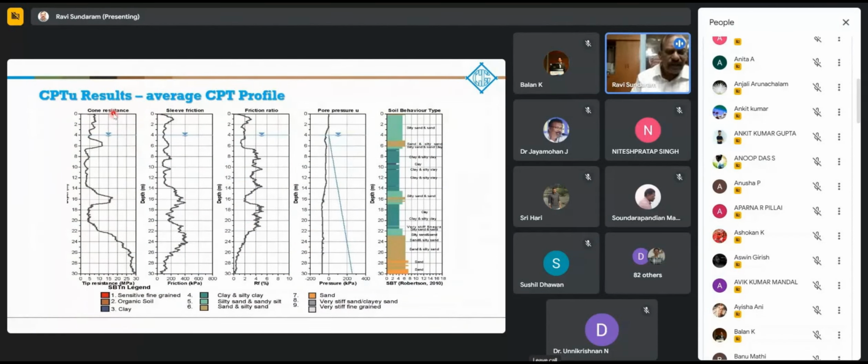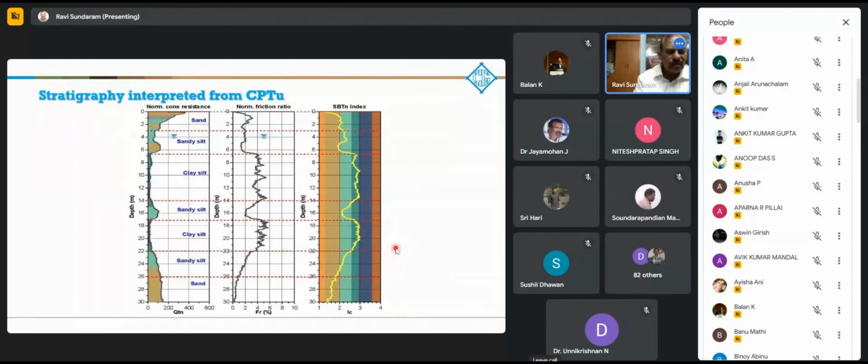So let's look at the results. The cone tip resistance, the sleeve friction, friction ratio and pore water pressure versus depth, and the interpreted soil conditions. Top layer I have sand and silty sand, and then I have this clay layer down here, a sand layer again, and then the cohesive soils. So that's how the profile went. This is the stratigraphy which has been interpreted from the CPTU, the average value.